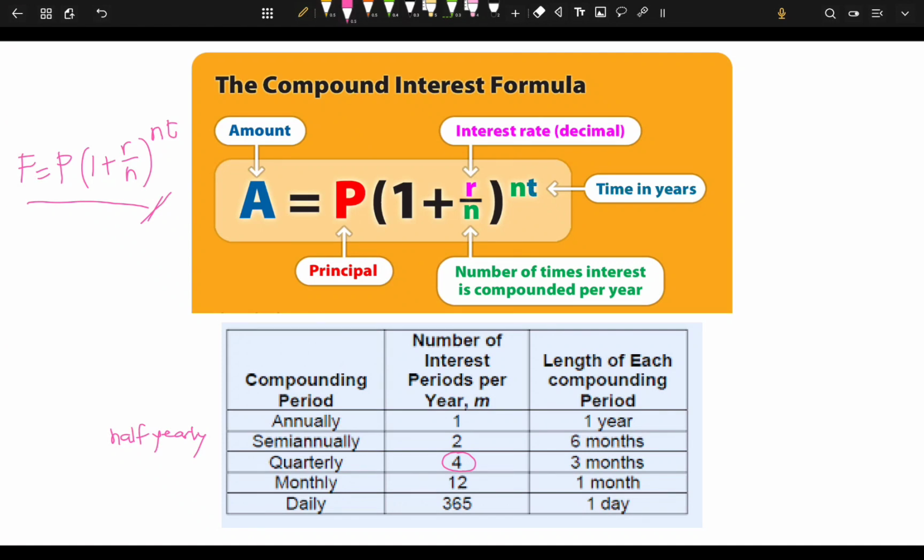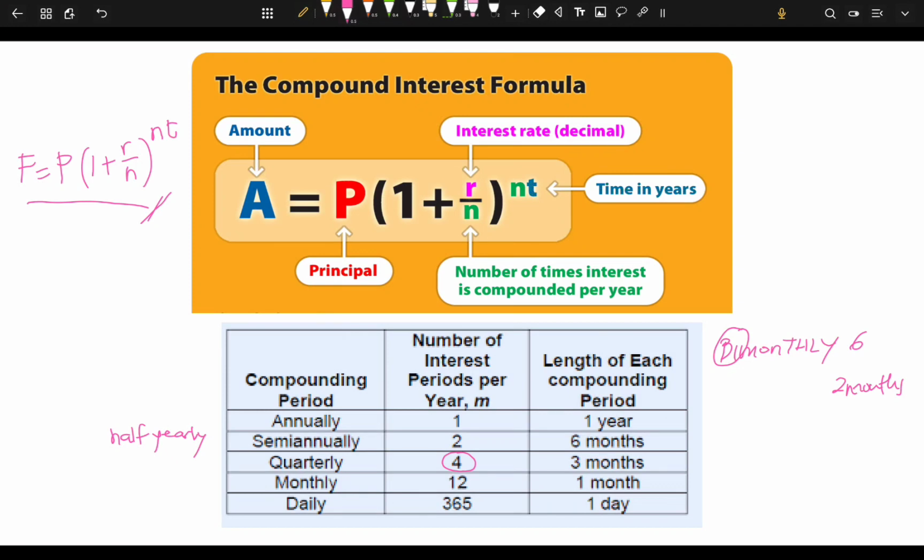And monthly, ibig sabihin, 12 times a year. So, di ba? Monthly, that's 1 month. And daily, which is 365 days. Meron din dito tinatawag na bi-monthly. So, from the word bi, dalawa. Ibig sabihin, twice a month nag-grow yung pera. Ibig sabihin, yung number of times compounded per year, that is 6. And for every 2 months po yan nangyayari.